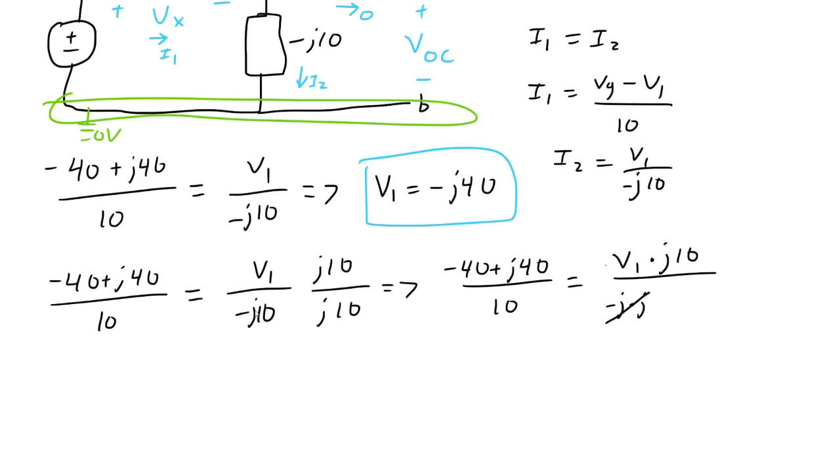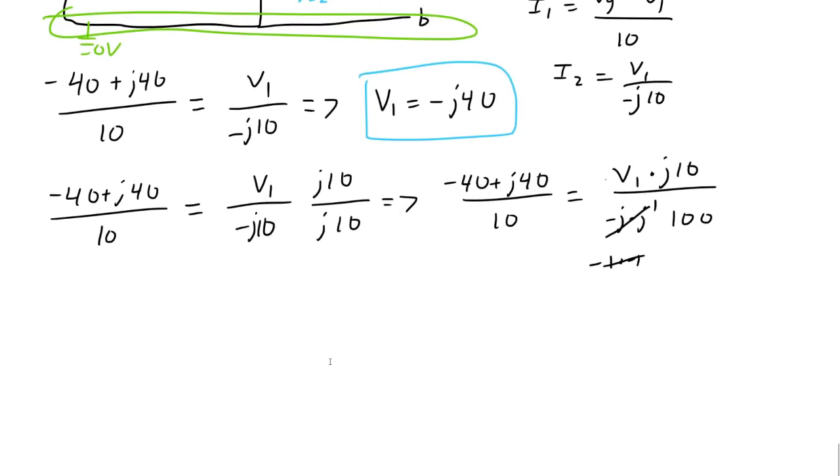So this is going to become 1 because negative 1 times negative 1 is 1. Anyway, so 10 times 10 is 100, which means that I'll just multiply everything by 100, just to give you the denominator. So this is going to become 100 divided by 10 is 10, so 10 times 40 is 400 plus j400.